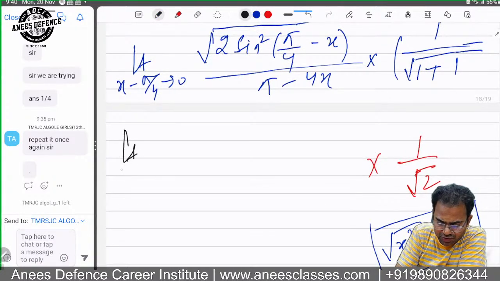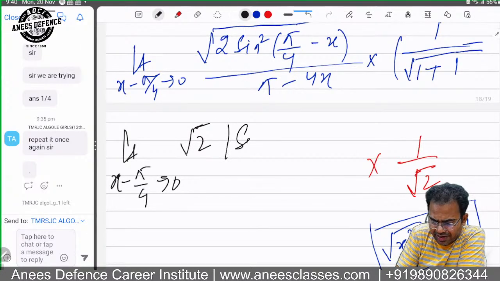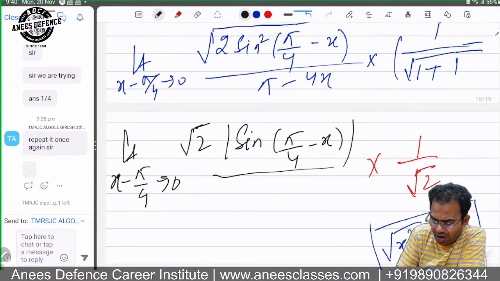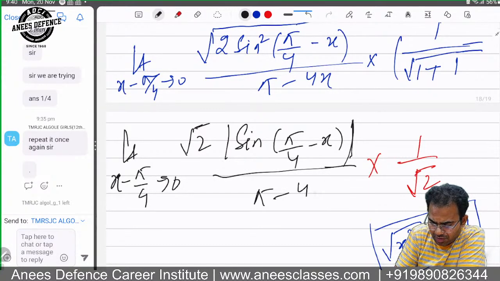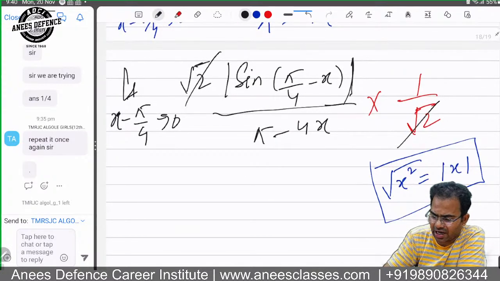लिमिट एक्स टेंस टू एक्स माइनस पाई बाय 4 टेंस टू रूट 2, तो आगे पॉजिटिव है, लेकिन मॉडुलस साइन स्क्वायर के लिए पाई 4 माइनस एक्स अपॉन पाई माइनस 4x. रूट टू will be cancel out.